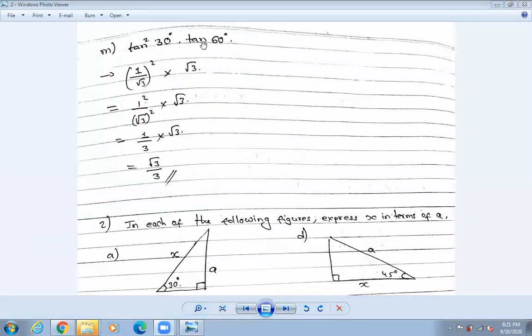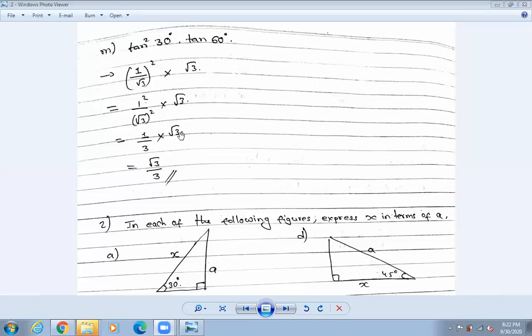Okay, so tan square 30 into tan 60 degrees. Tan square 30 means how much? (1/√3), so whole square is there. Tan 60 means √3. So let us keep the square on both numbers: 1 square and √3 whole square, times √3. So 1 square means 1, and the square and square will cancel, so it will be 3 into √3.